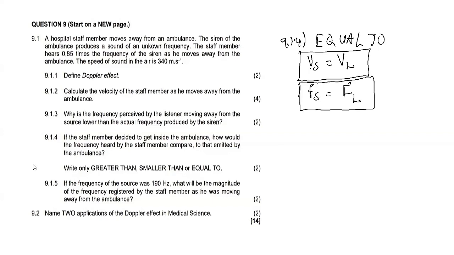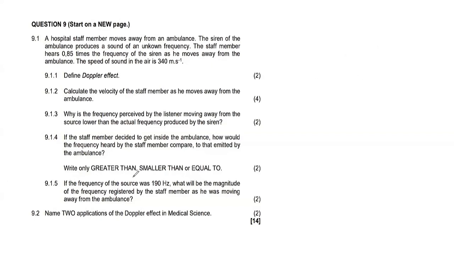Now we have 9.1.5. They say if the frequency of the sound of the source was 190 hertz, what will be the magnitude of the frequency registered by the staff member as he was moving away from the ambulance? Okay, so how do we do that one? We are to calculate the frequency of the listener, remember, 190 hertz. So that requires us to go back and see that, remember, they said the staff member hears 0.85 times the frequency of the siren.